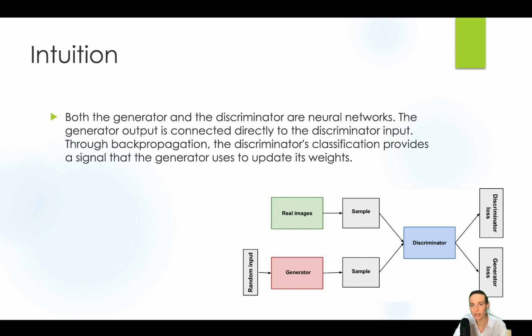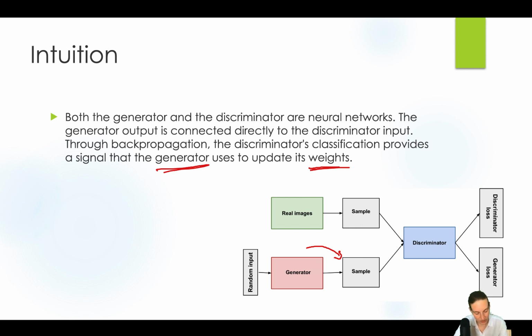Okay. So both the generator and the discriminator here are neural networks. The generator output is connected directly to the discriminator input. Okay. And then through backpropagation, the discriminator's classification, so it's trying to see if it can classify between real and fake images, provides a signal that the generator uses to update its weights. And the weights in the generator will influence how the fake or generated sample looks like.